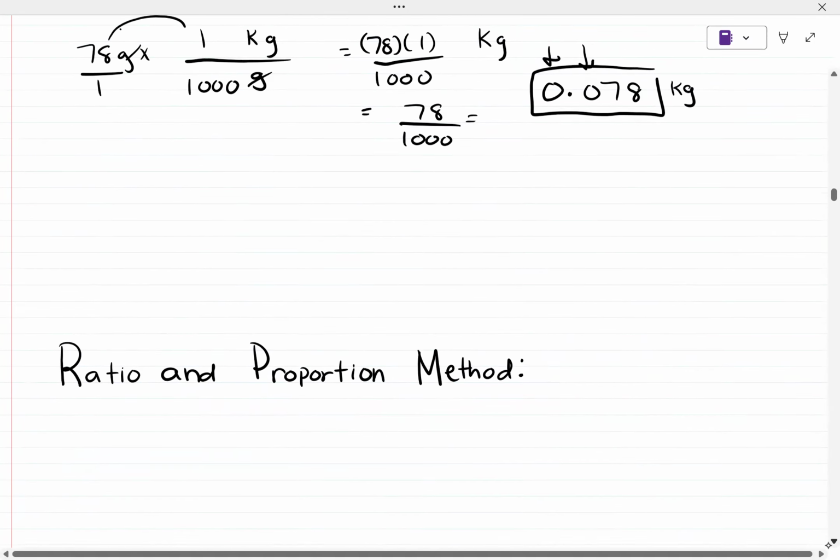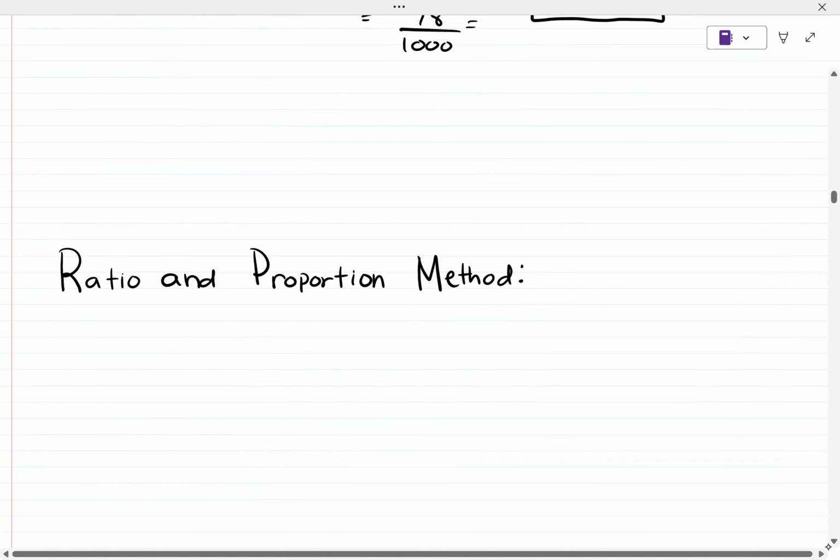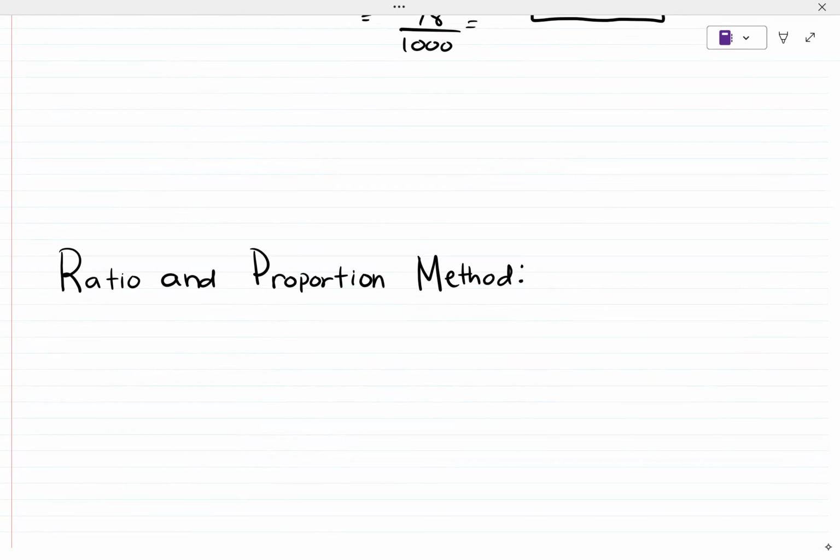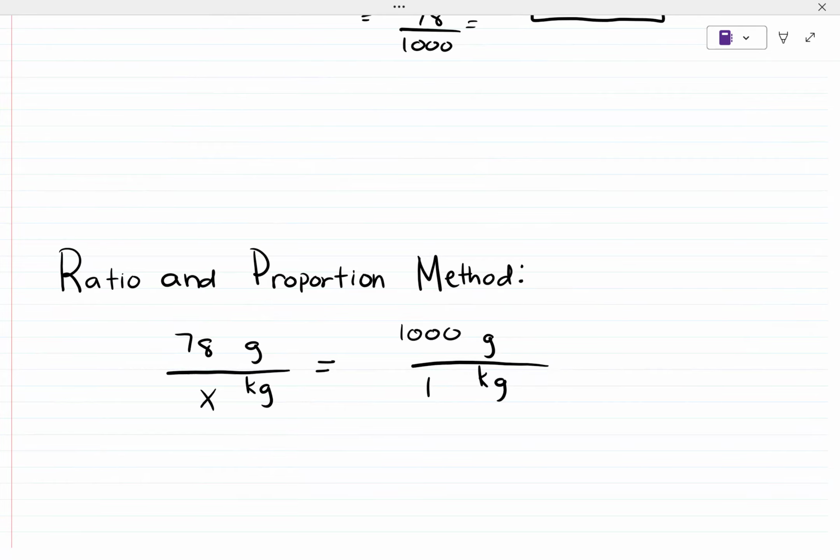Okay. Now let's do ratio and proportion. So how are we going to set it up? You put grams here, kilograms on the bottom, grams here, kilograms on the bottom, right? So we were given exactly 78 grams. We don't know how many kilograms, so that's our unknown. And then based on the chart, we know that for 1 kilogram, there's 1,000 grams. And then go ahead and cross multiply.